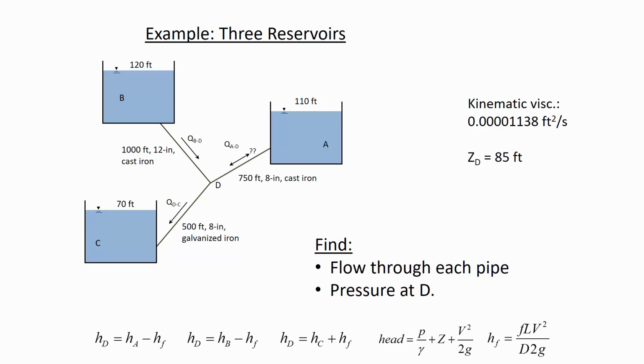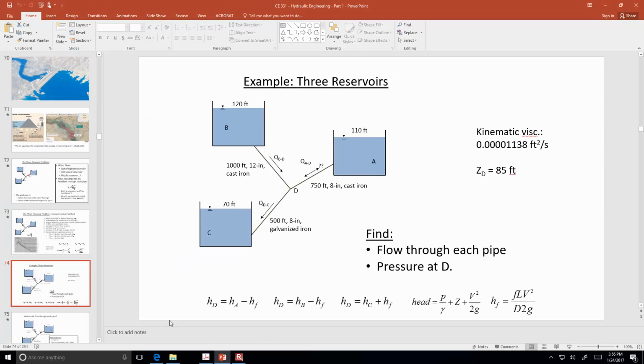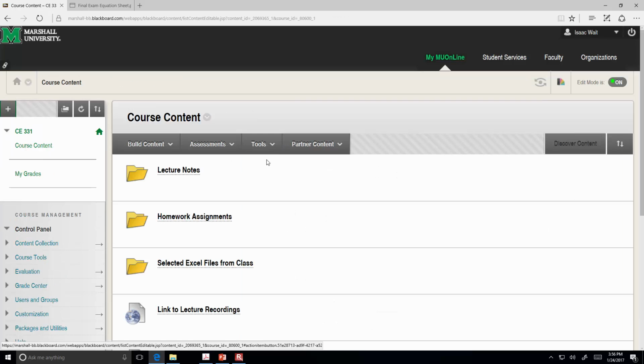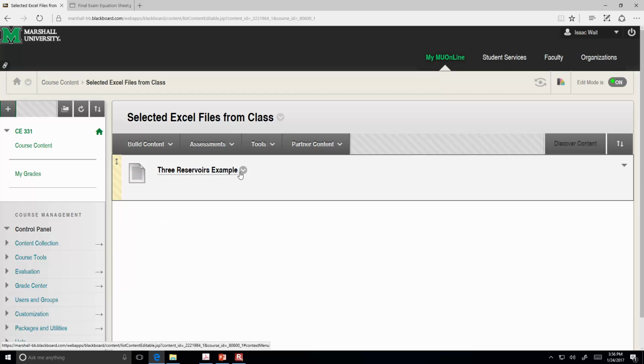And I put that Excel file onto MU Online. So what you should do, if you haven't already, is go into MU Online, and here on the home page is a folder that's called Selected Excel Files from Class. Download that to your desktop or wherever you're going to be able to find it.